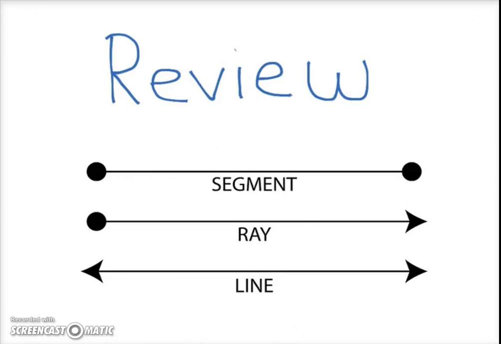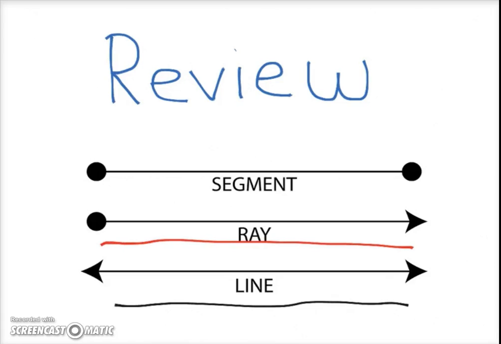So let's review different types of lines. Let's look at the bottom first. We have a line, which extends in either direction and keeps going forever. There is no end. The next type is a ray, which has an endpoint on one side and extends in one direction forever. It keeps going.